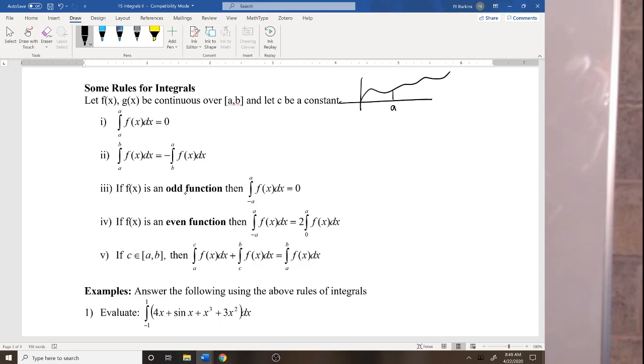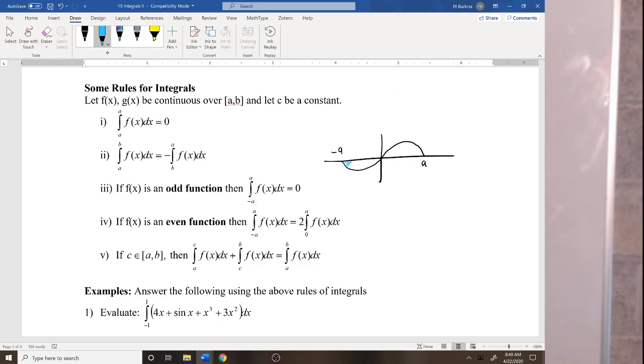The third and fourth are really nice when you get to something called Fourier series. So it says here that if you have an odd function and you go from negative a to a, you get 0. So let's think about that. So here's a graph. What does an odd function look like? Well, sine is an odd function. So let's say this is a, and this is negative a.